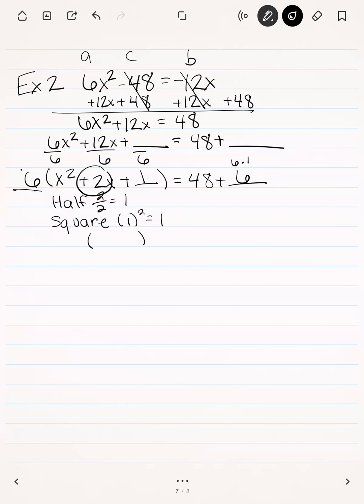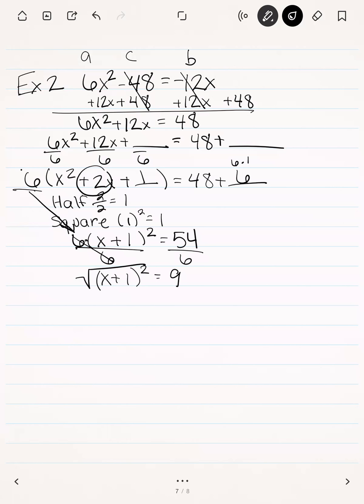Now I go to my parentheses squared. I have my variable and my half term, and I can't forget to bring down that GCF. And it's equal to 48 plus 6 is 54. Okay, from here I need to solve. So remember that I am multiplying the 6 in the parentheses, so I divide both sides by 6. 6's cancel out. I'm left with x plus 1 squared equals 54 divided by 6 is 9.